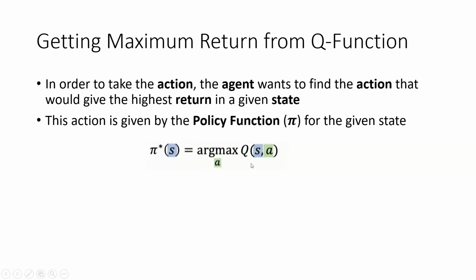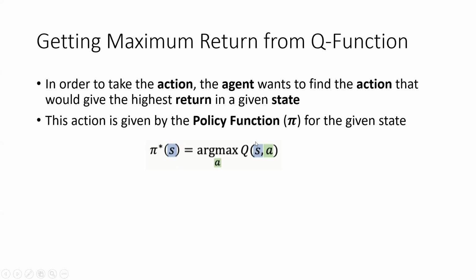So the Q value is given by the Q function, and finding the maximum return for all the actions, and finding that particular action for the given state, is given by the policy function. The policy function is denoted by the pi symbol, right? So the Q function is given by Q, the policy function is given by pi, right?